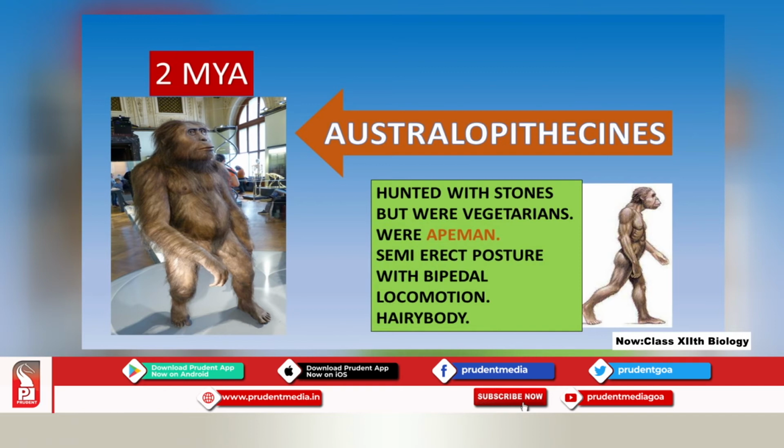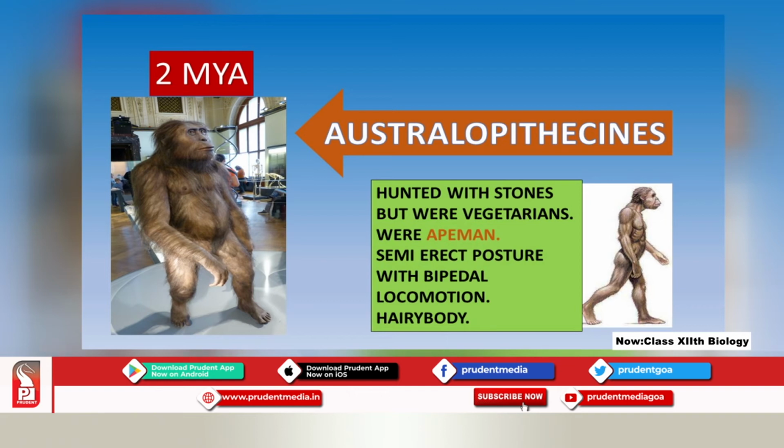Then came the next prehistoric man called Australopithecus. The genus is Australopithecus. There were several species under this. So all the members of the Australopithecus genus are collectively called Australopithecines. Understand the difference? Genus is Australopithecus, but the members are called Australopithecines. Now, if you look at this, it is called ape man. Some features like that of the ape, some features like that of the man. We'll come to the features.